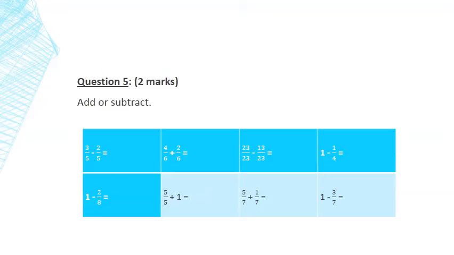Noor, we want to add or subtract fractions. So 3 over 5 minus 2 over 5. When we have fractions with the same denominator, we keep the denominator and we subtract the numerators, right? 3 minus 2 is 1. So the numerator is 1, and we keep the denominator, which is 4.